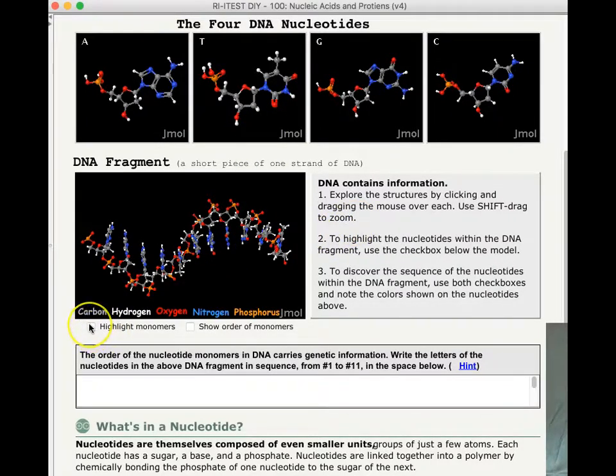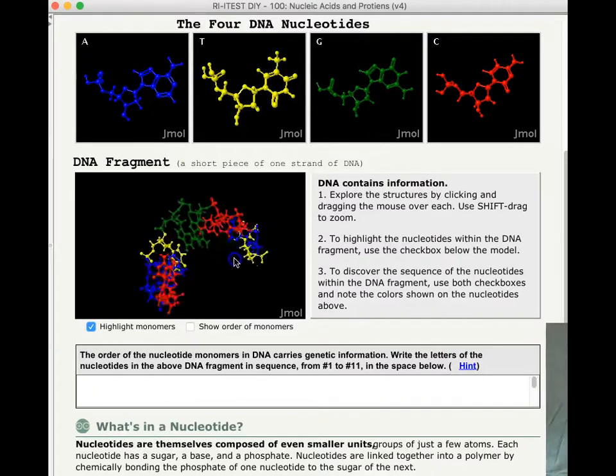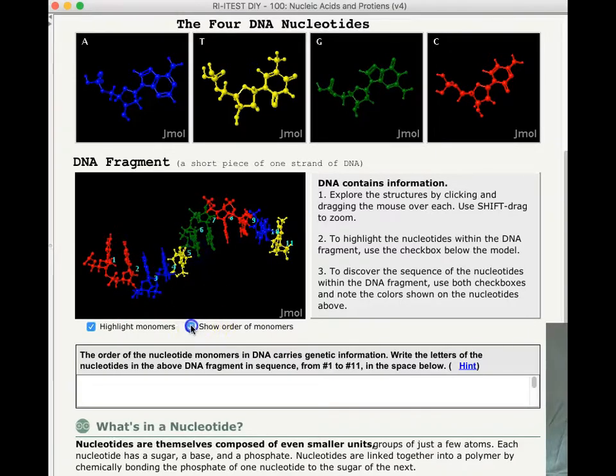So we want to explore this structure a little bit because we're going to answer this question on your lab sheet. The order of the nucleotide monomers in DNA carries genetic information. So it's the order that you put these A, T, G, Cs in that carries the information in DNA. It's like a binary code. If we highlight monomers here, these four different nucleotides that have four different bases, you can see this is just half of a DNA strand. You can see what order the monomers are in here.